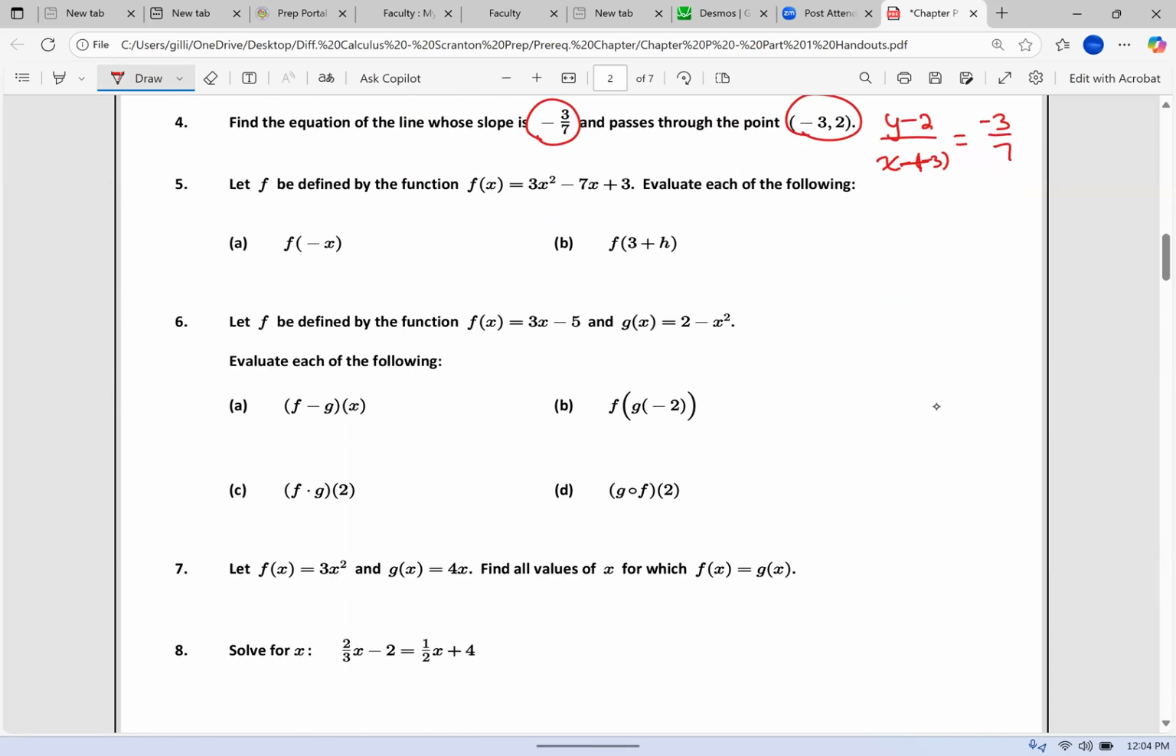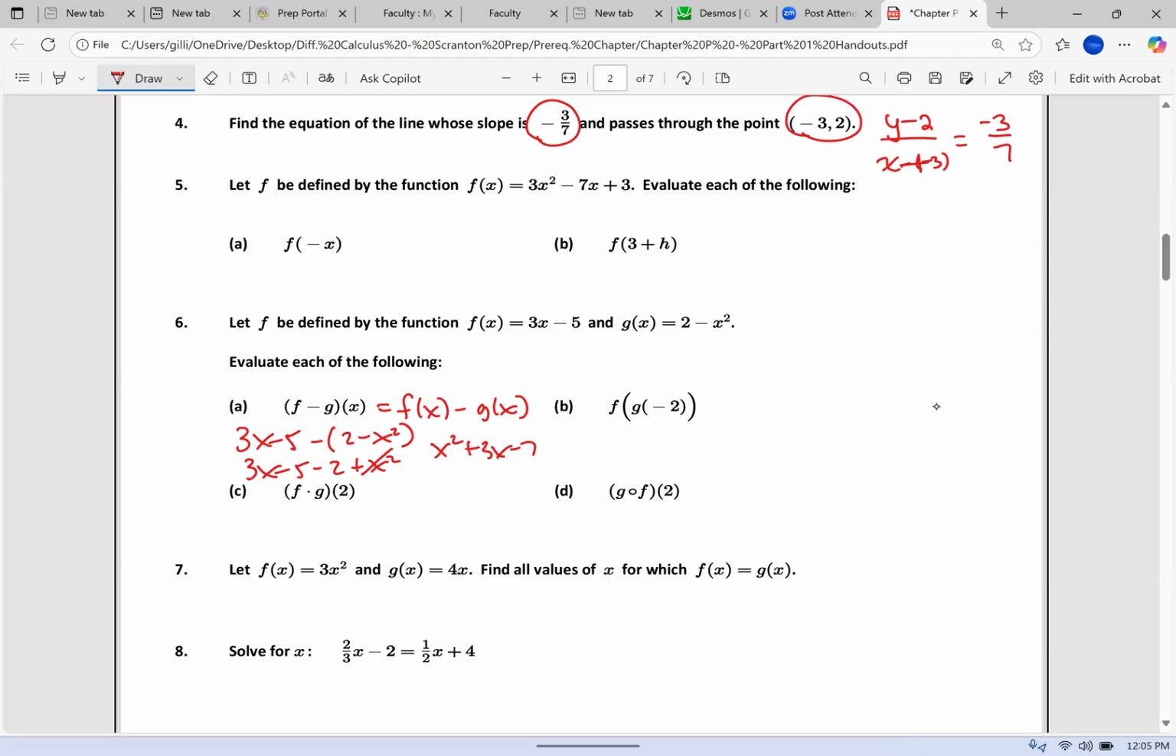Some questions were down here maybe. I'm going to do f minus g of x, so I'm going to do this as f of x minus g of x. f of x is 3x minus 5, and g is 2 minus x squared. You have to distribute that minus sign through, so it becomes negative 2 plus x squared. Combining like terms gives me x squared plus 3x minus 7.